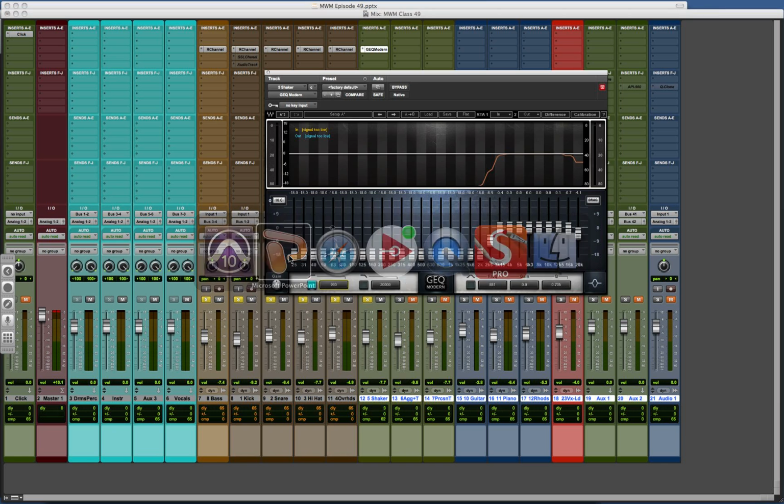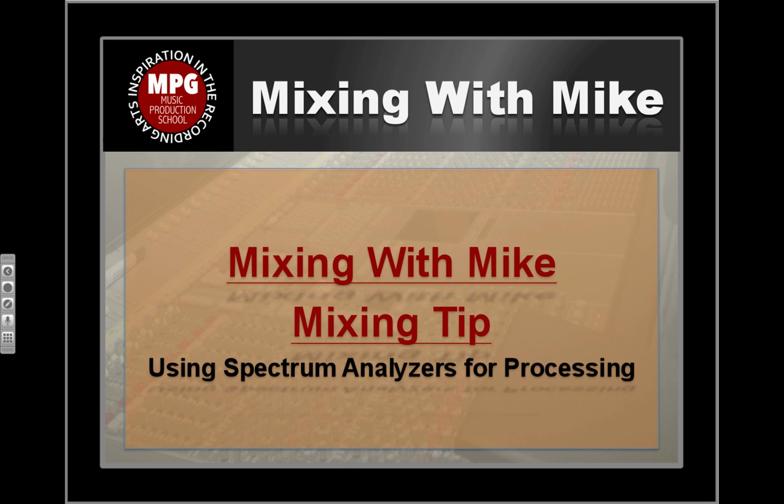Anyway, that's our mixing tip of the week, which is using spectrum analyzers for processing.